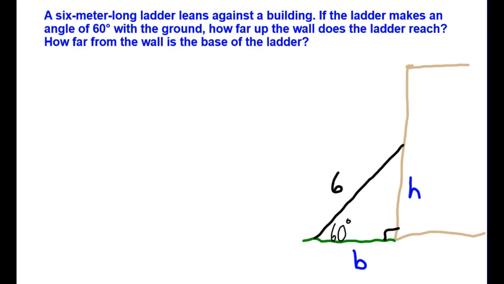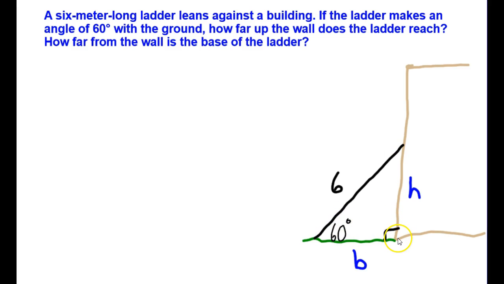Now we're going to go through a very important application problem. A 6-meter long ladder leans against a building. If the ladder makes an angle of 60 degrees with the ground, how far up the wall does the ladder reach? And then how far from the wall is the base of the ladder? Alright, so I've got a little drawing to the right, might not be drawn to scale. We know the length of the ladder is 6 meters long and makes an angle with the ground of 60 degrees.